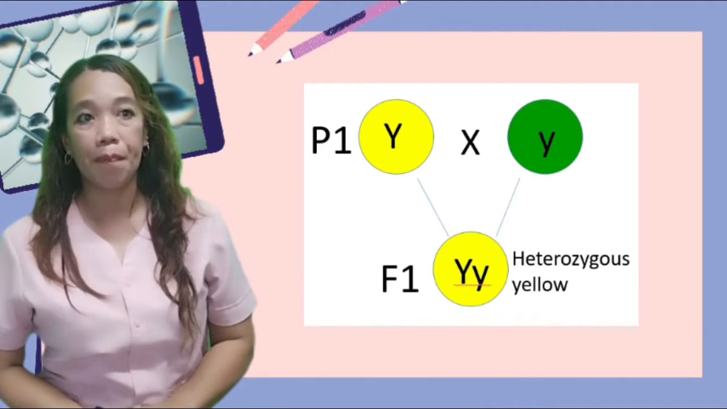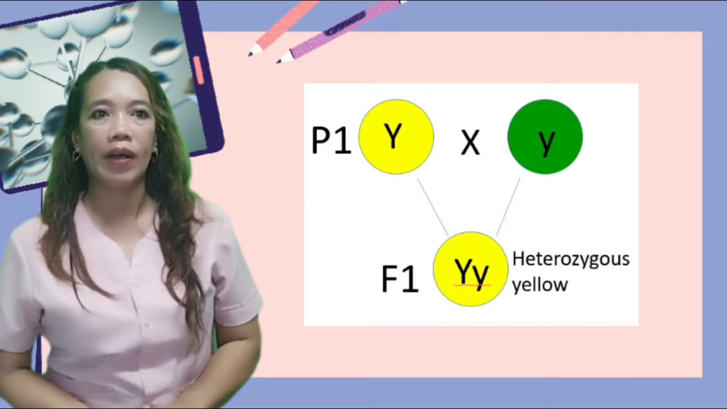Small y, one capital Y, and one small y are called genotypes of the offspring. When we say genotype, it is the genetic makeup of an organism. How about the observable trait of an organism based on its genotype? We call this phenotype.